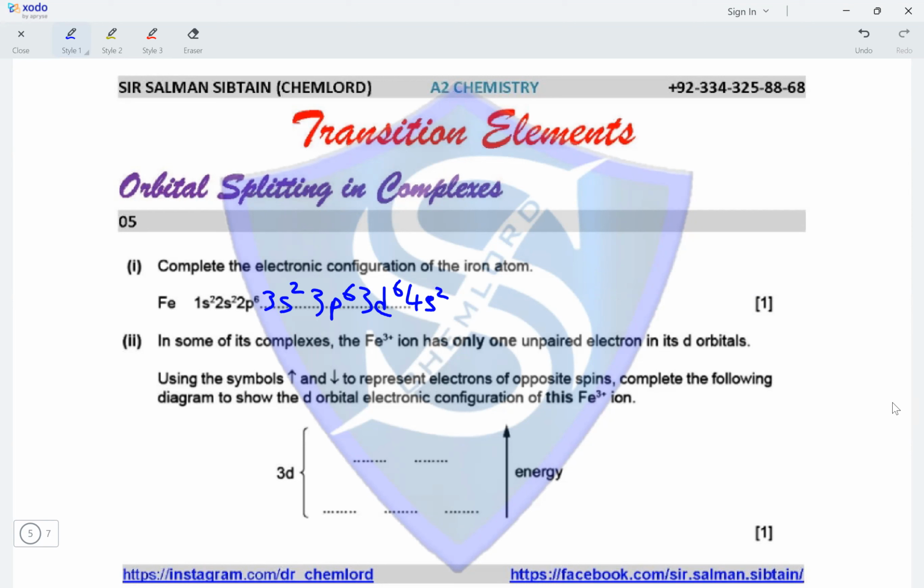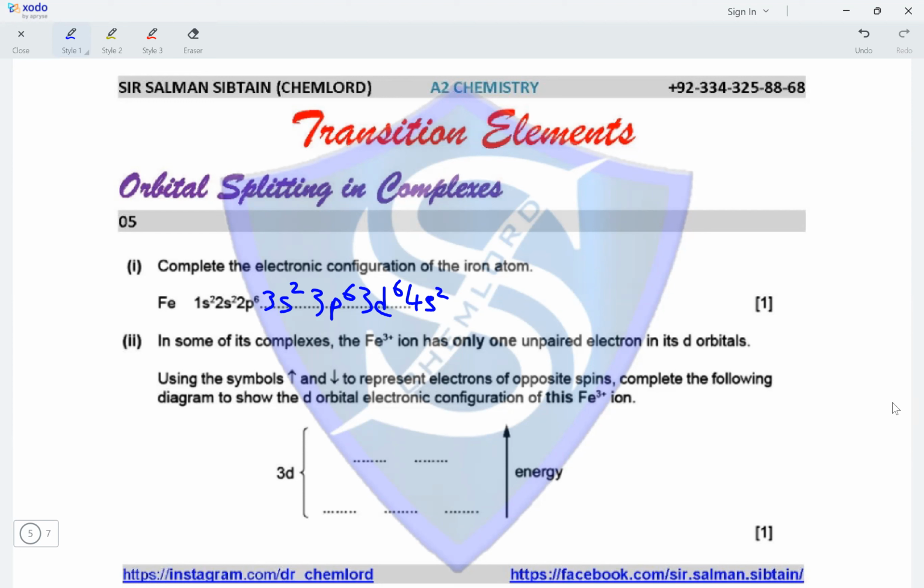In some of its complexes, the Fe3+ ion has only one unpaired electron in its d orbitals. Using the symbols up arrow and down arrow to represent electrons of opposite spins, complete the following diagram to show the d orbital electronic configuration of this Fe3+ ion. The Fe3+ ion would lose 3 electrons, therefore its d orbital configuration would be 3d5.